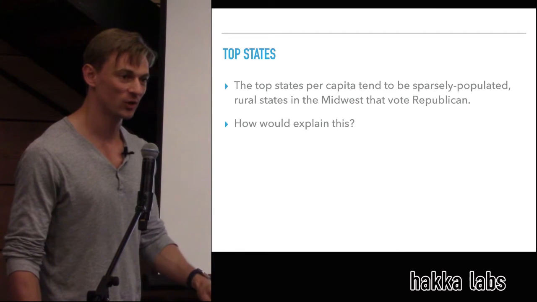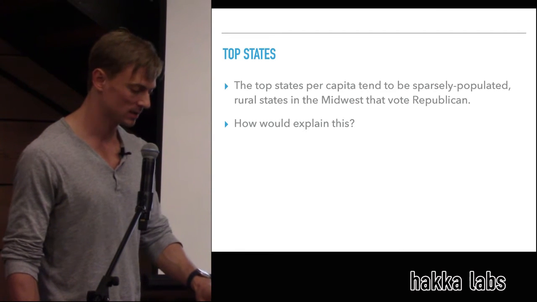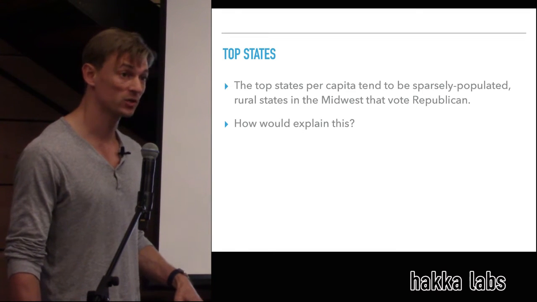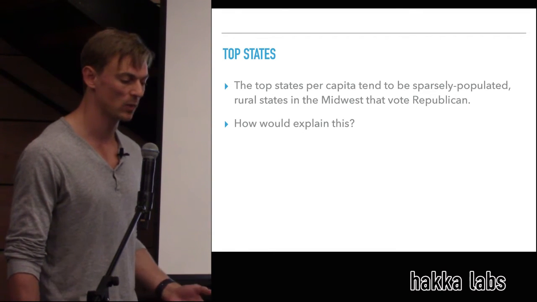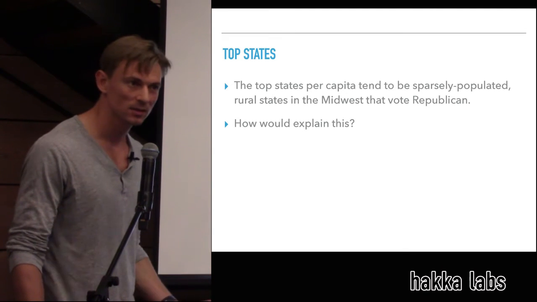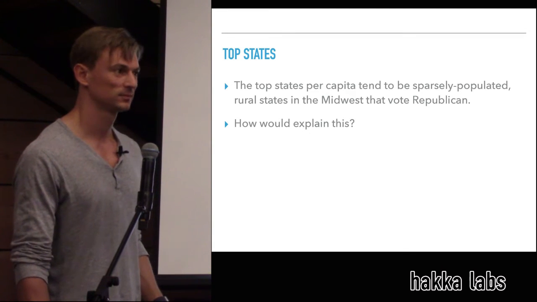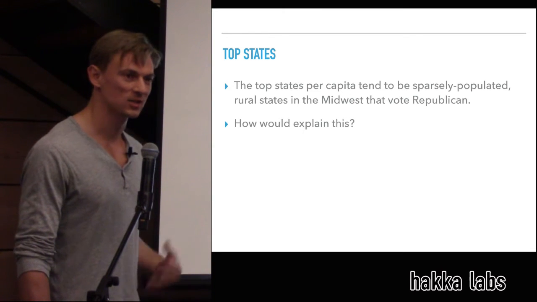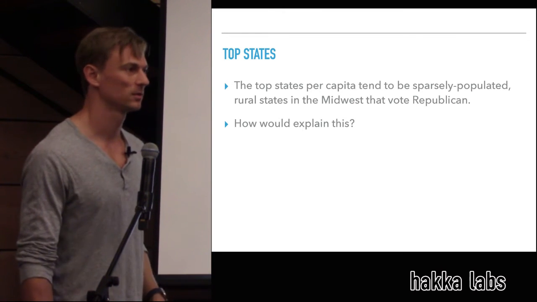Okay? We analyze the first bit of data, and we find that the top states per capita tend to be sparsely populated rural states in the Midwest that vote Republican. The top usage happens in these states. How would you explain this? Any ideas? Just, you can blurt them out.